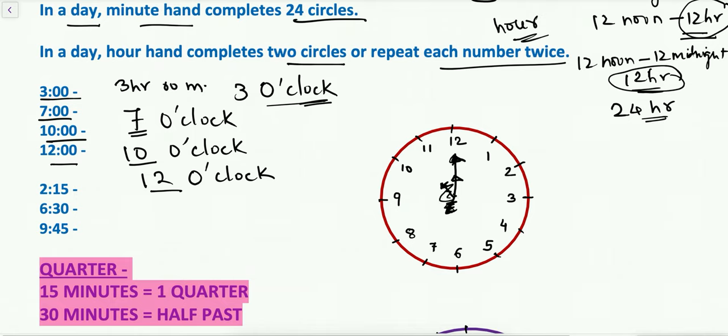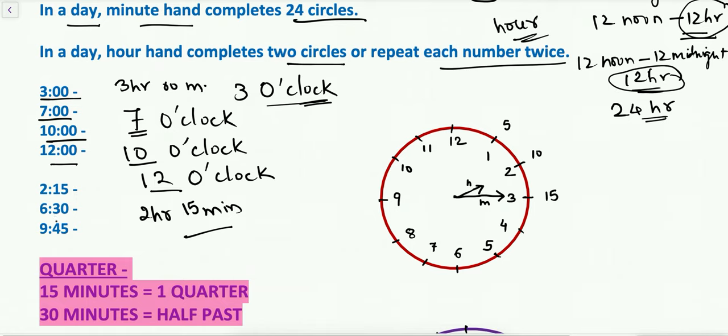Now we'll see 2:15. This means 2 hours 15 minutes. So the hour hand will be at 2, and for 15 minutes, the minute hand will not be exactly on 12. This is 5 minutes, this is 10 minutes, and this is 15 minutes. So for 2:15, this is the hour hand and this is the minute hand. This is the time 2:15, 2 hours 15 minutes.